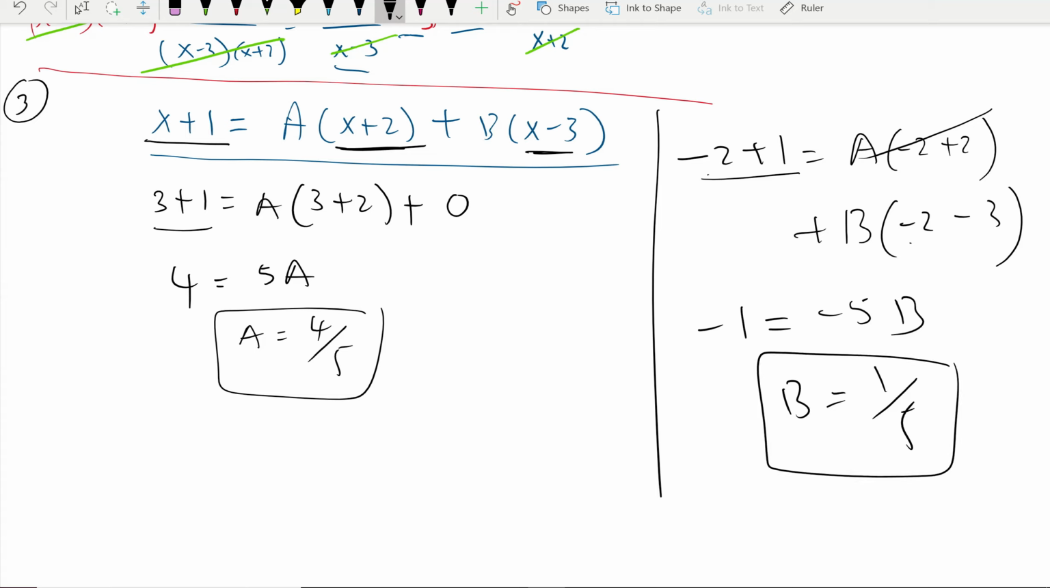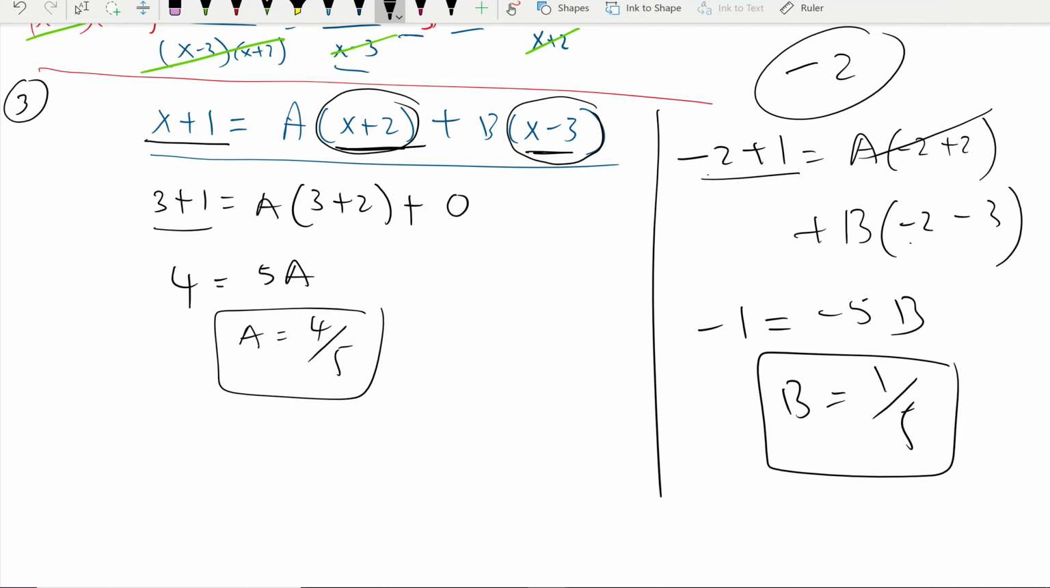Okay, so negative 2 is the other magic number. So 3 and negative 2 are exactly the numbers that make these factors 0. So you choose each magic number one at a time and plug them in, and you will be able to find the constants. That's method 1.